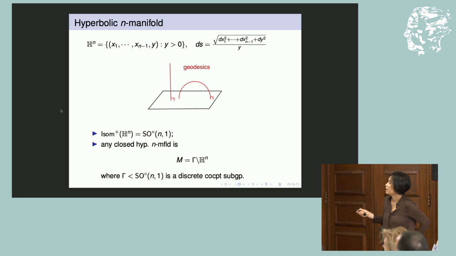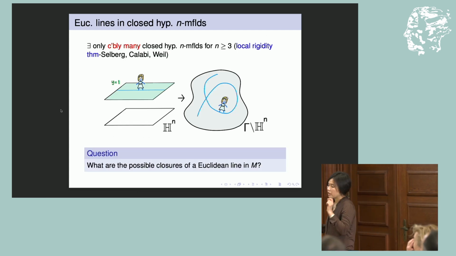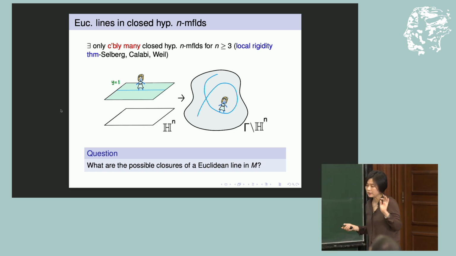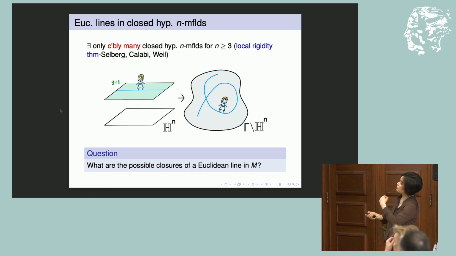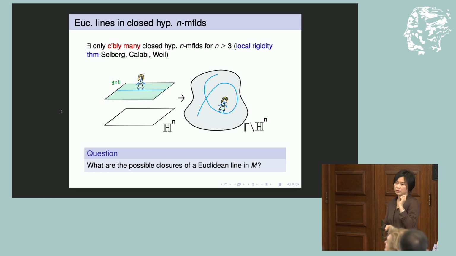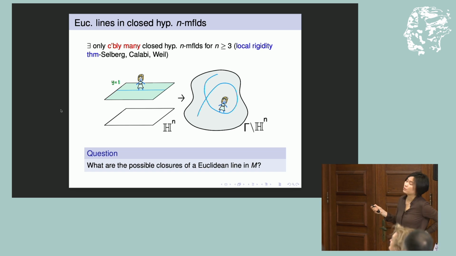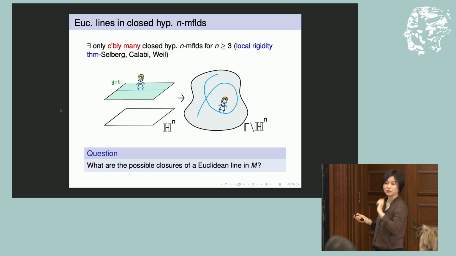Okay? And gamma is a discrete co-compact subgroup of isometries of Hn, which is SO(n,1). For closed hyperbolic surfaces, we said that there are in fact uncountably many closed hyperbolic surfaces. But it is much harder to find closed hyperbolic n-manifolds if n is at least 3, because there are only countably many closed hyperbolic n-manifolds. Nevertheless, there are infinitely many.